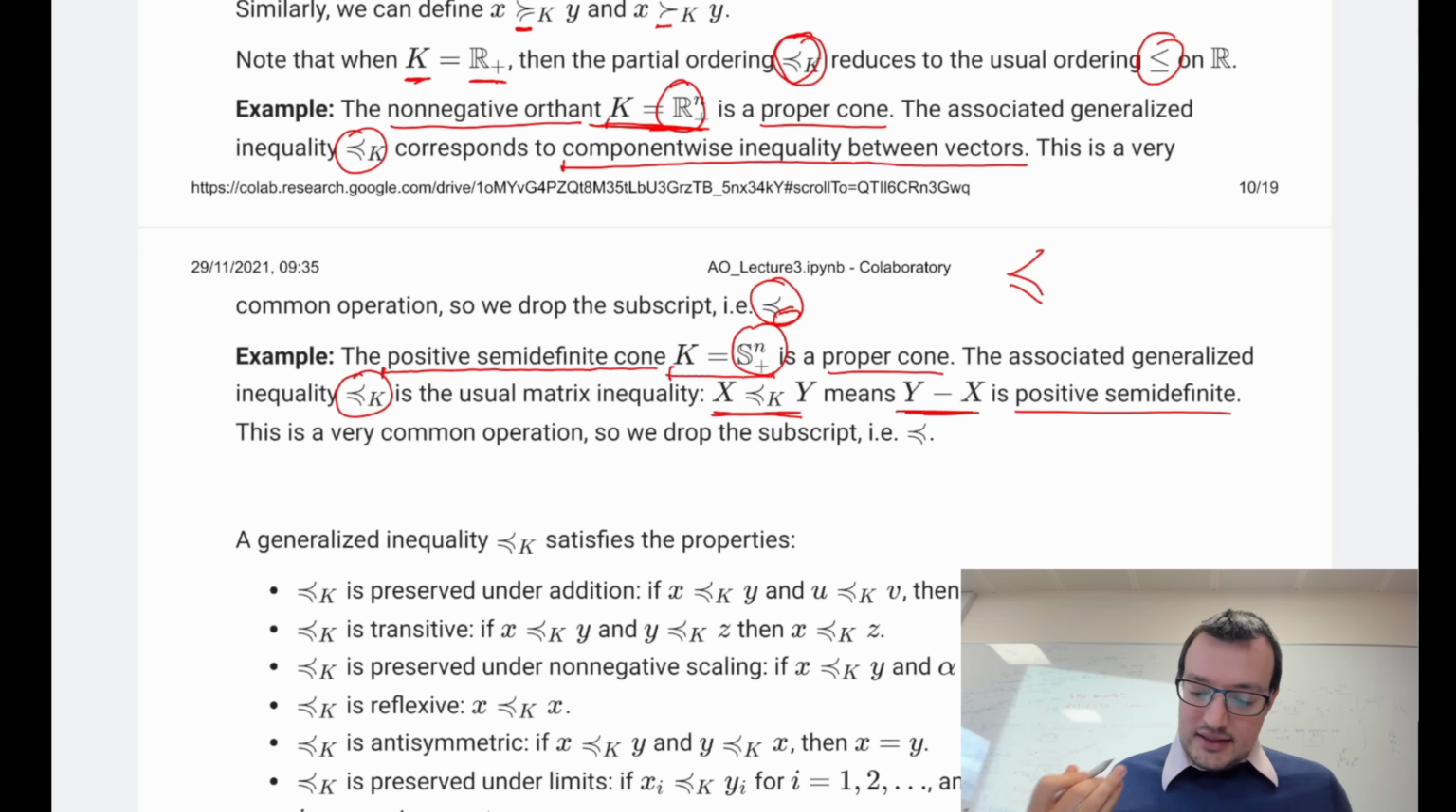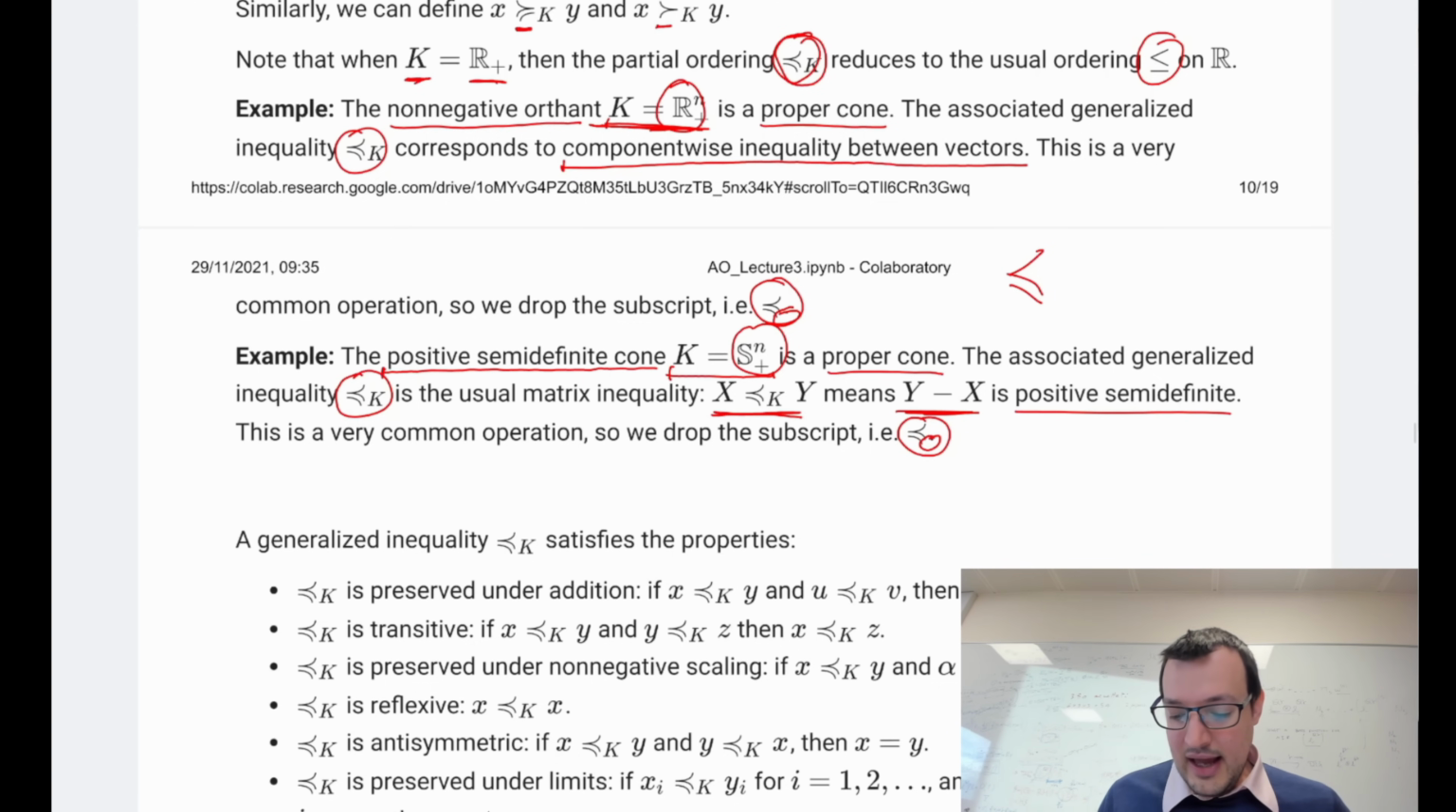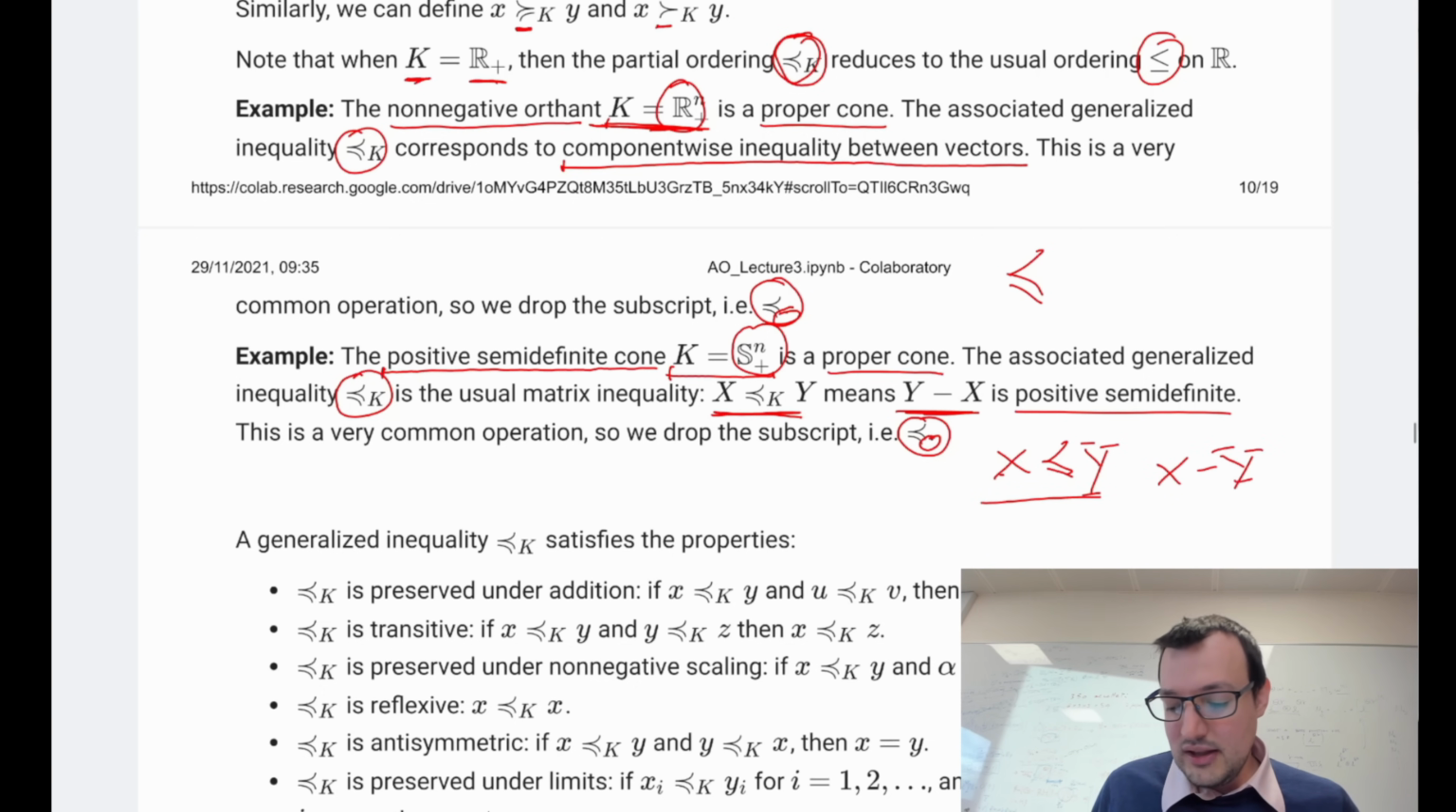And this is a very common operation. Then again we drop the subscript K when we say that a matrix X is less or equal than Y. We mean that this less or equal is with respect to the proper cone, which is the cone of positive semi-definite matrices. We know that this means essentially that Y minus X has to be positive semi-definite.